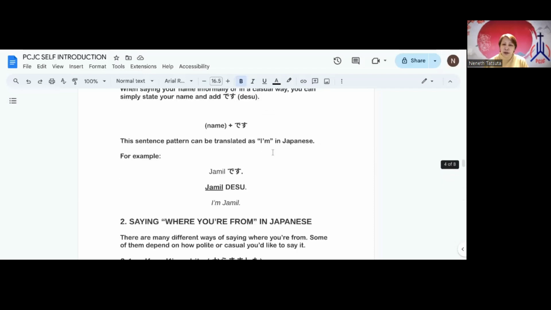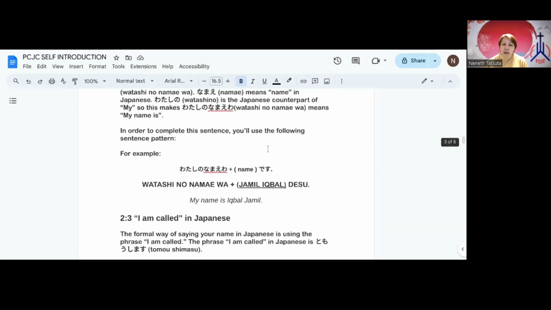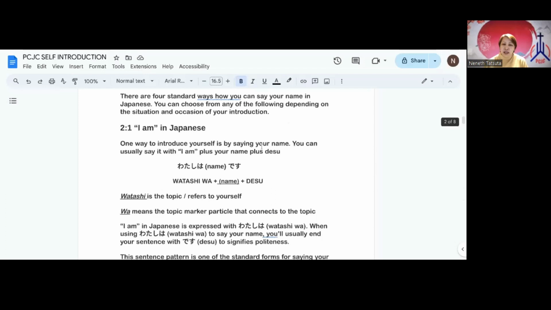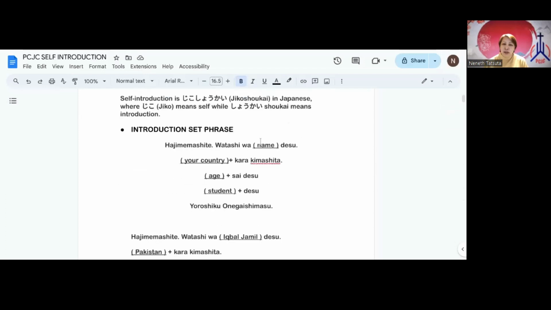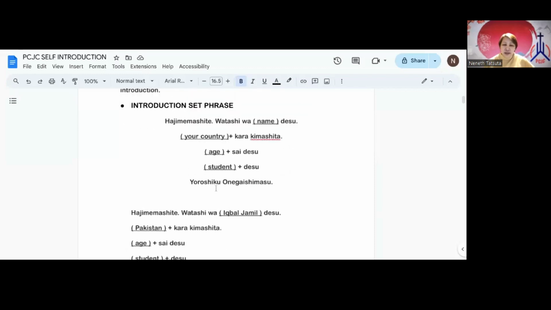This is the first part that we've learned, the first set phrase. We usually say this, for example, if we are in a company or if we have an interview for a job. This is the complete Jiko Shokai, okay?